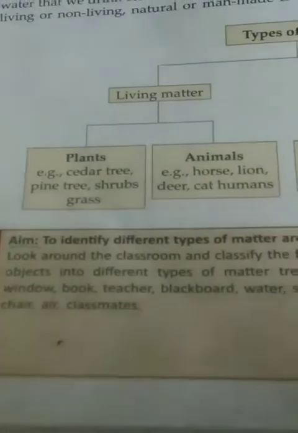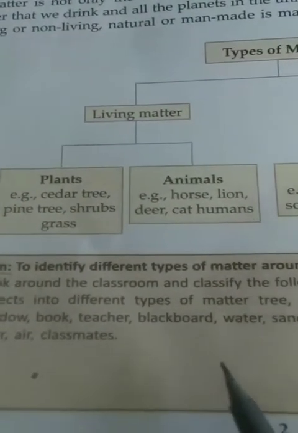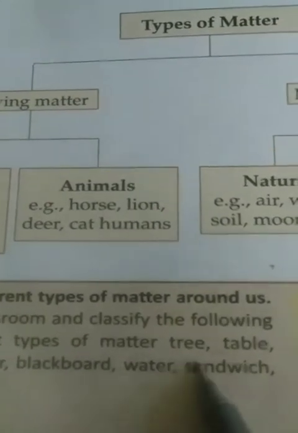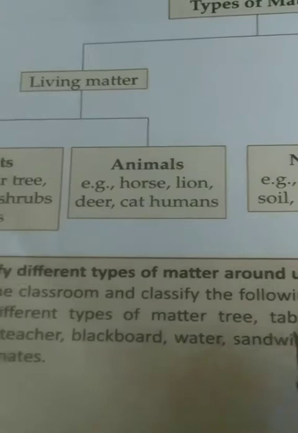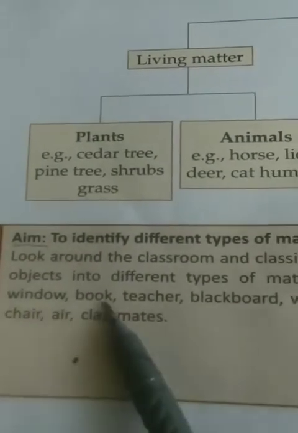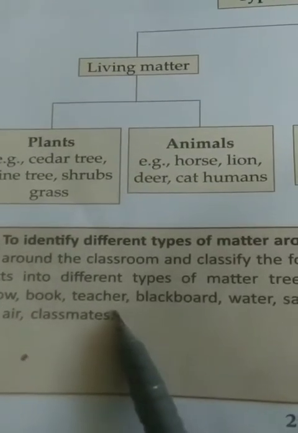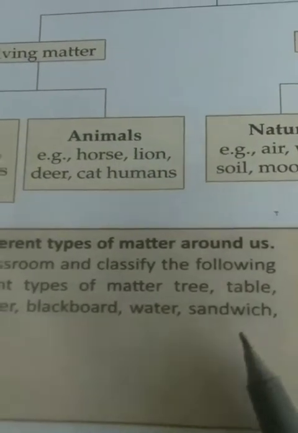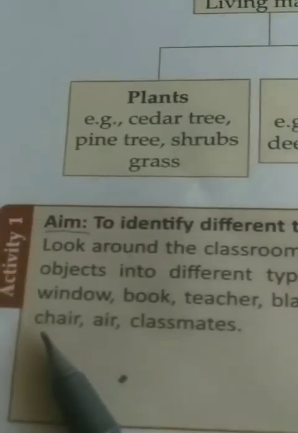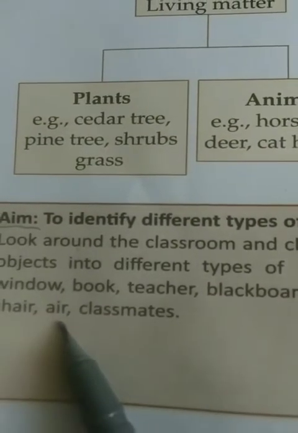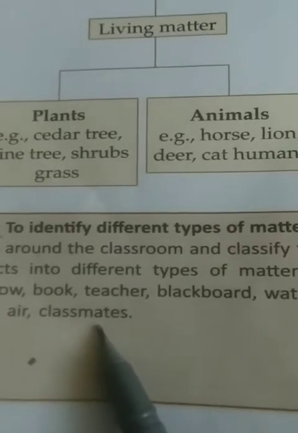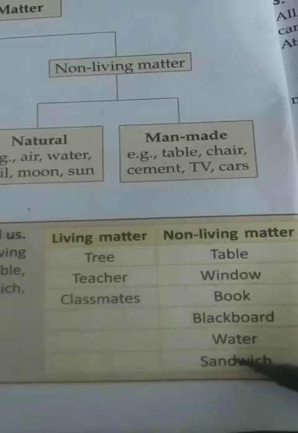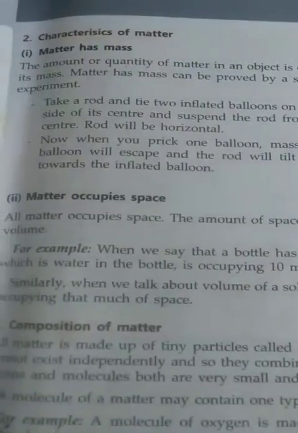Now one activity they have given to identify different types of matter around us. They give a number of names. You have to identify whether these are living or non-living. Tree, living matter. Table, non-living. Window, non-living. Book, non-living. Teacher, non-living. Blackboard, non-living. Water, non-living. Sandwich, non-living. Chair, non-living. Air, non-living matter. Classmates, living matter. On one side in the book they have given the table after identifying the given objects.